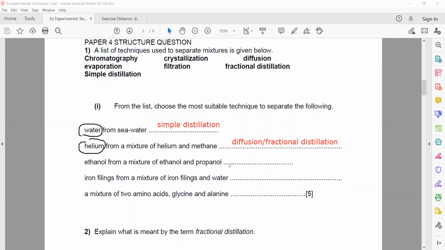Ethanol, from a mixture of ethanol and propanol. So two alcohols are there, they're completely mixed together as they're both liquids. So whenever two or more miscible liquids are there, what can we use? We can use fractional distillation.